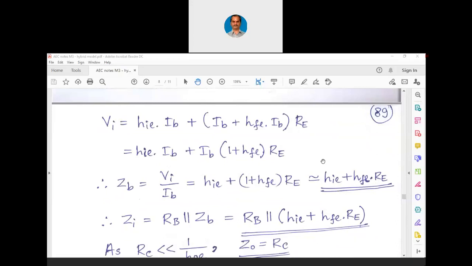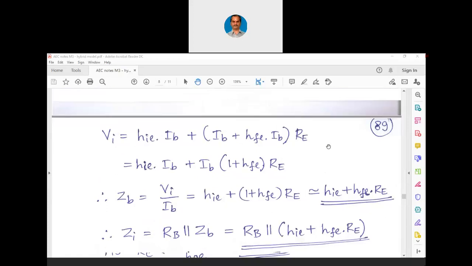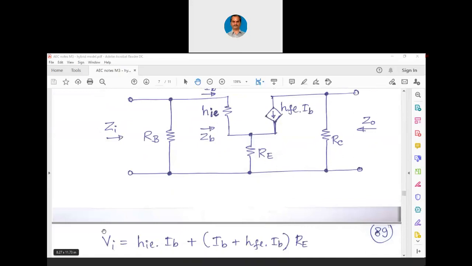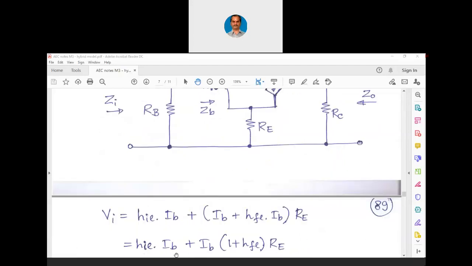We can write the expression now, Vi equals HIE into IB plus IB plus HFE into IB into RE. Just look at this. There is this total Vi from the base till the ground. So I can write an expression for Vi as HIE into IB. Now current flowing through this RE is IB plus HFE into IB, because IE is what? 1 plus beta into IB. So you can see here, current through RE is IB plus HFE into IB, that into RE. So I can write an expression for the input voltage in this manner. So now this is HIE into IB plus IB into 1 plus HFE into RE.